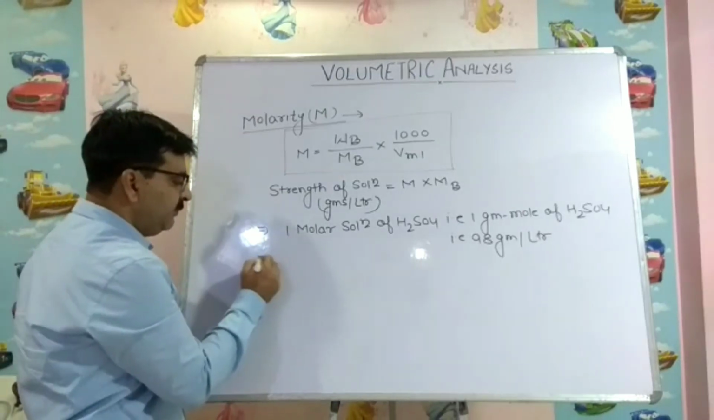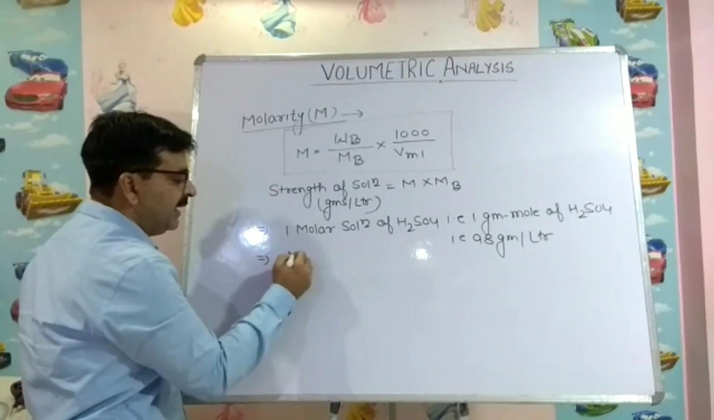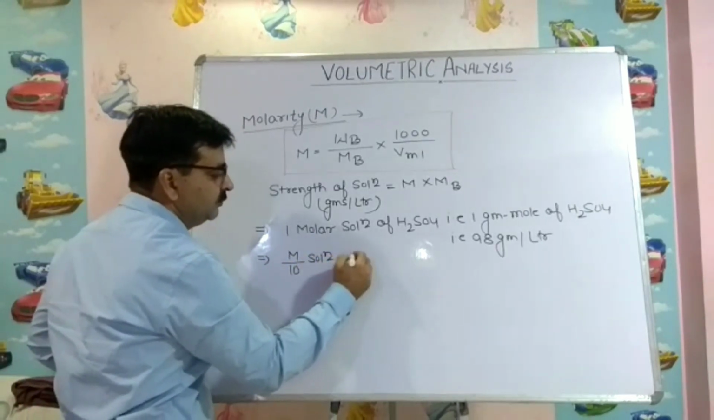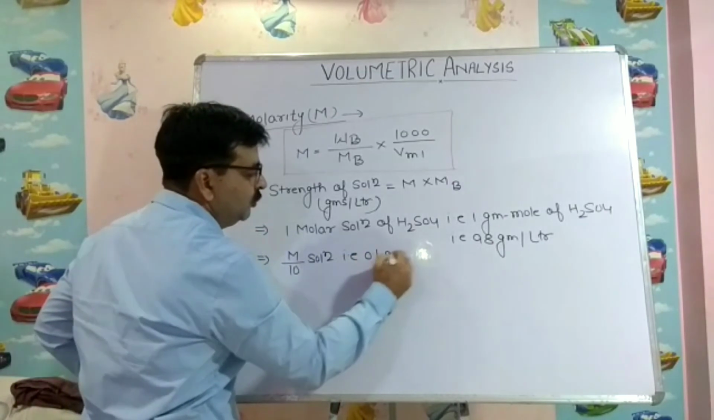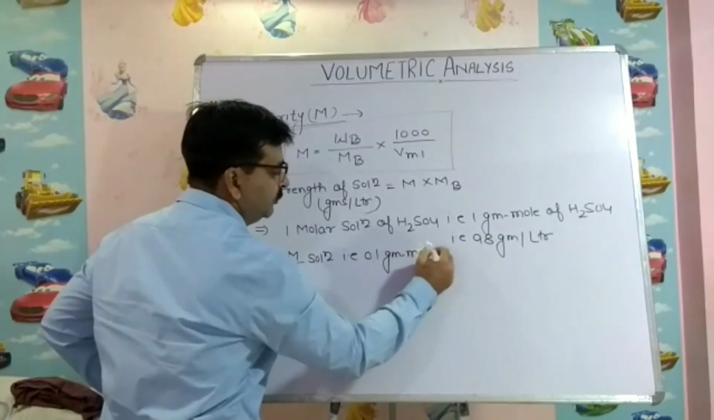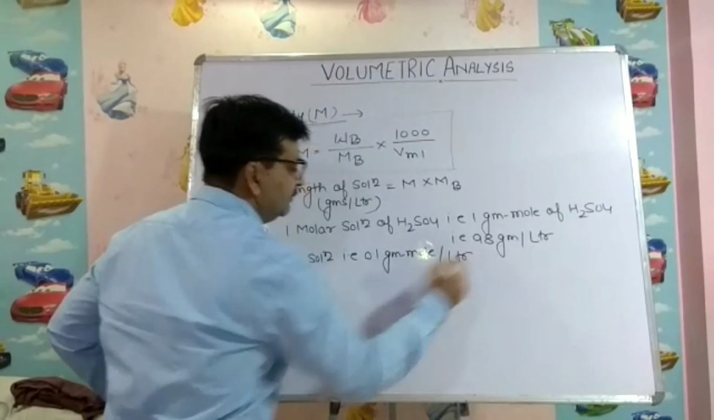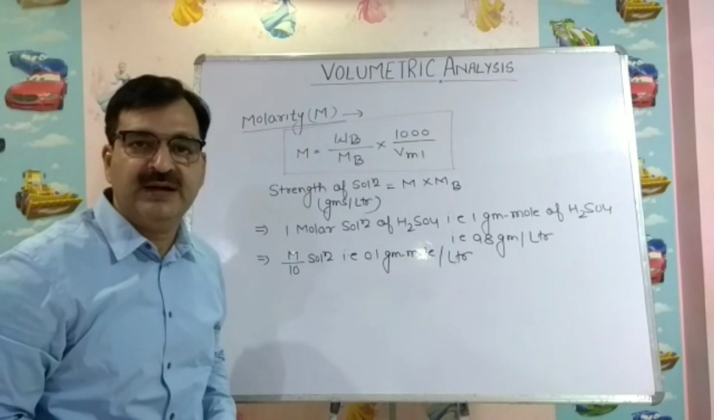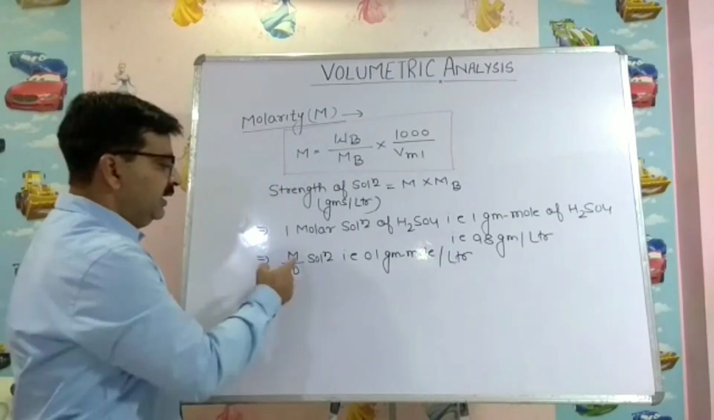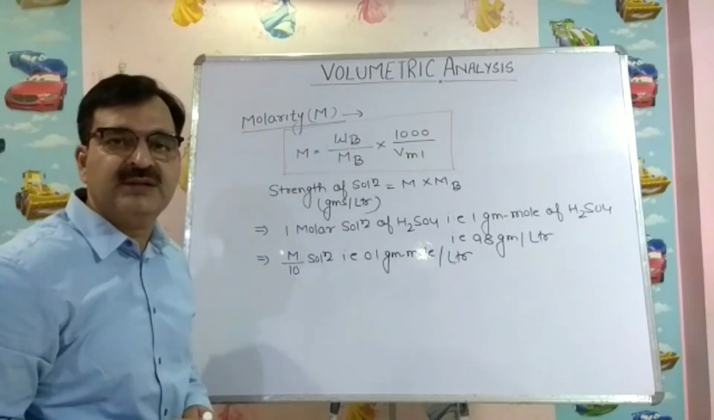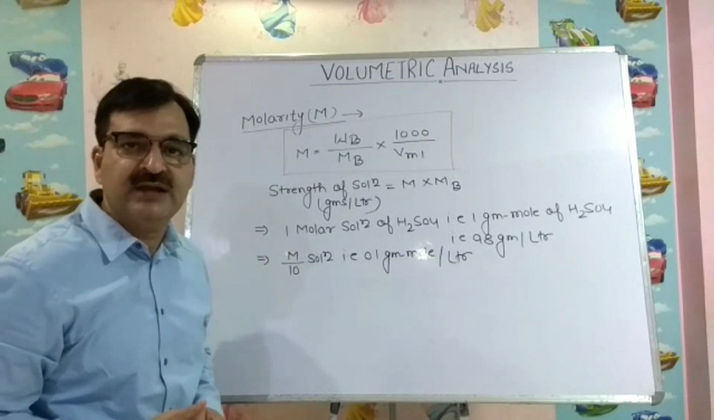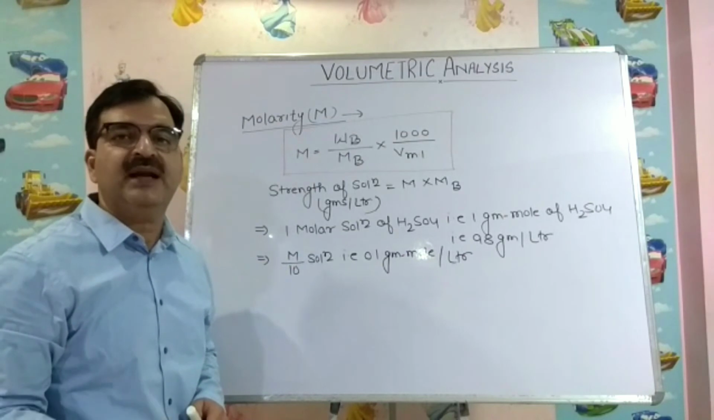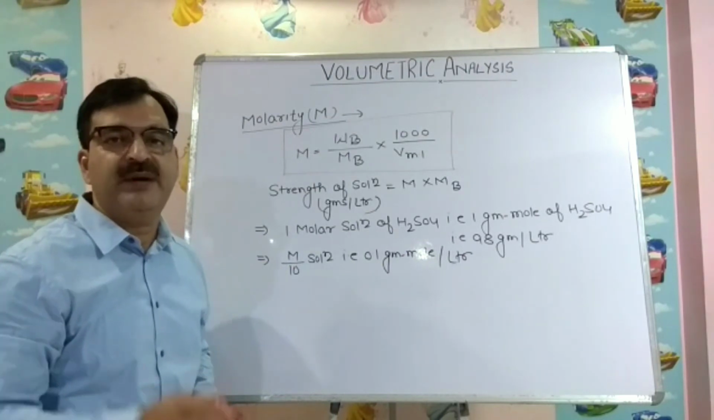Similarly, if we have M by 10 solution, it means 0.1 gram mole dissolved per liter, that is 9.8 grams of H2SO4 dissolved per liter of solution. It is also named as decimolar solution of H2SO4. Decimolar solution means M by 10. M by 10 solution means 0.1 gram mole of H2SO4 dissolved per liter of solution.